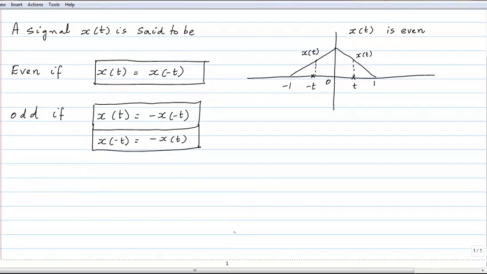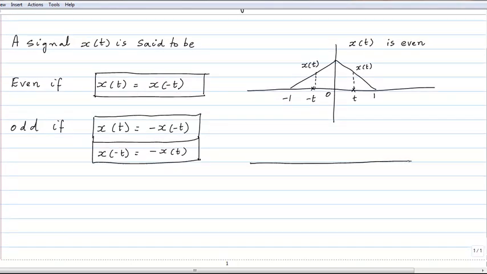Well, what does that mean? That means that if I start with a signal, say it looks like this, and then I flip this signal about the y-axis, I would get a signal which looks like this. Now you can see that the dotted signal is actually the negative of the original signal that we started with. In this case, we say that the signal x of t is an odd signal.